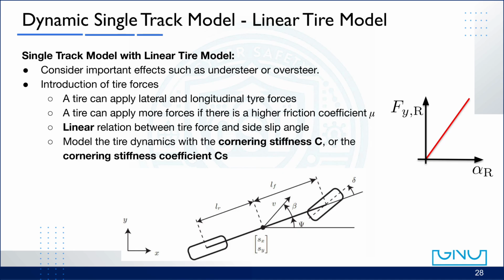The cornering stiffness tells us how sensitive the tire force is to small changes in the side slip angle. So, when the side slip angle increases slightly, the lateral tire force also increases proportionally, as shown by the straight red line on the right-hand graph. In summary, the linear tire model adds realism to the vehicle's dynamic behavior. It allows us to study how steering inputs, tire grip, and speed together influence the vehicle's stability and cornering performance.